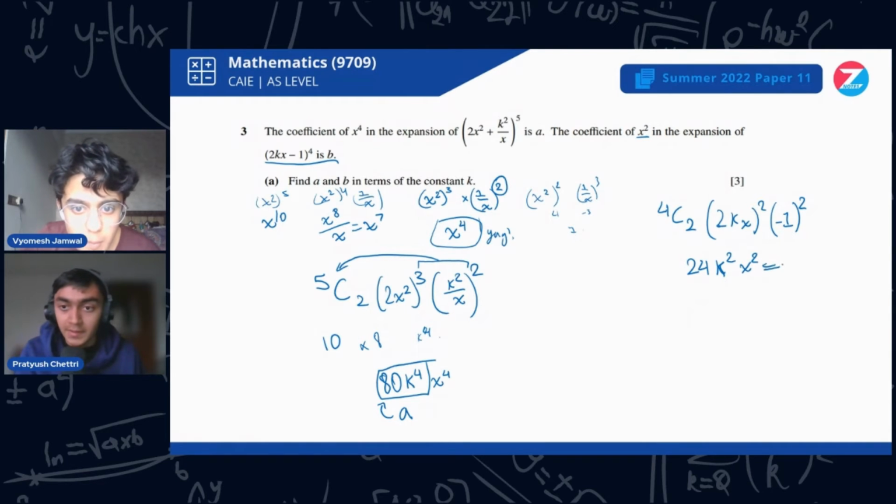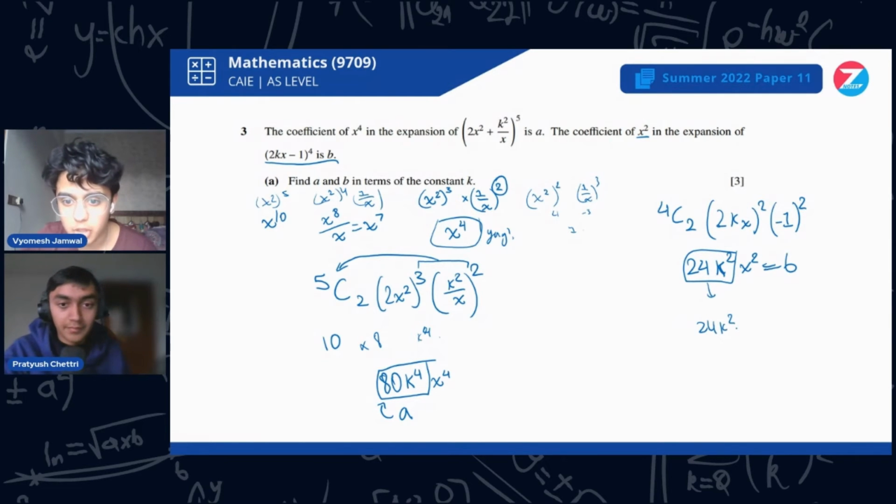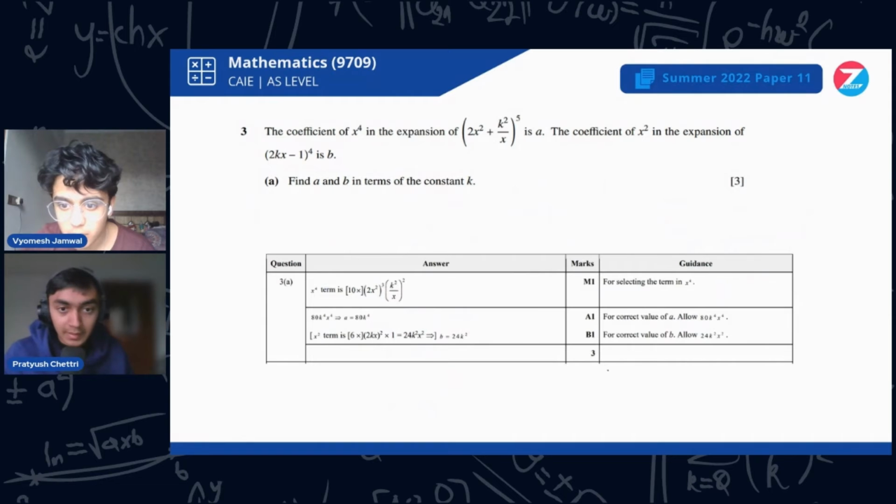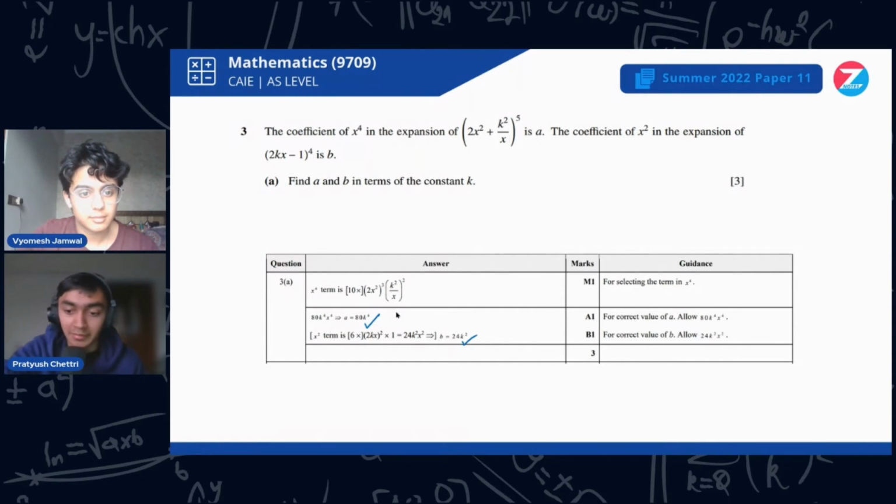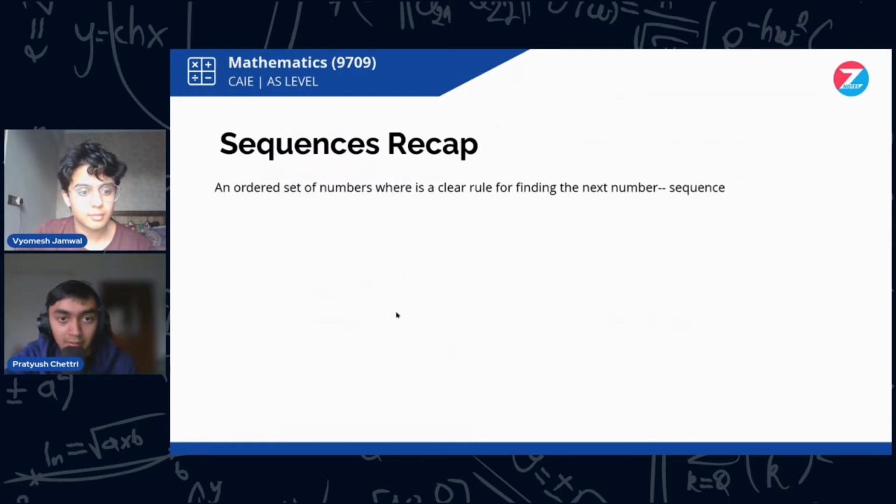This part is B. 24k squared is B. Awesome, I think that should be it. And yes, A is 80k to the power 4. Ta-da. When you have two separate x's in your expansion, you have to look carefully to see which one makes the one you want. Right, so now we're done with binomial.